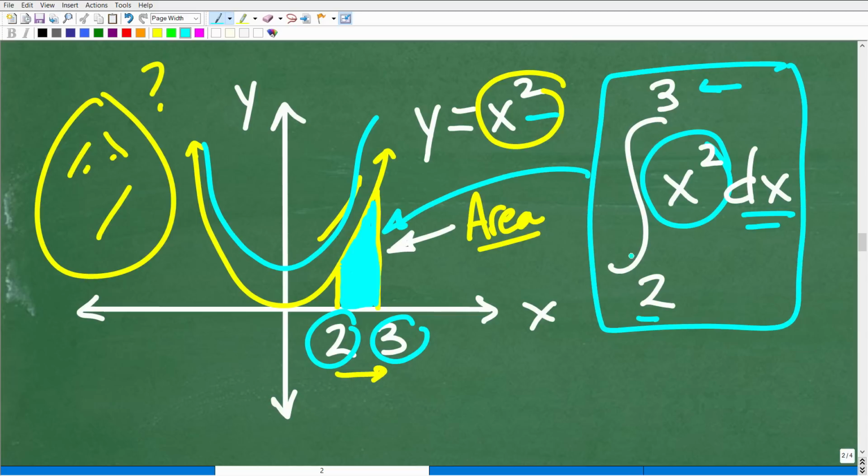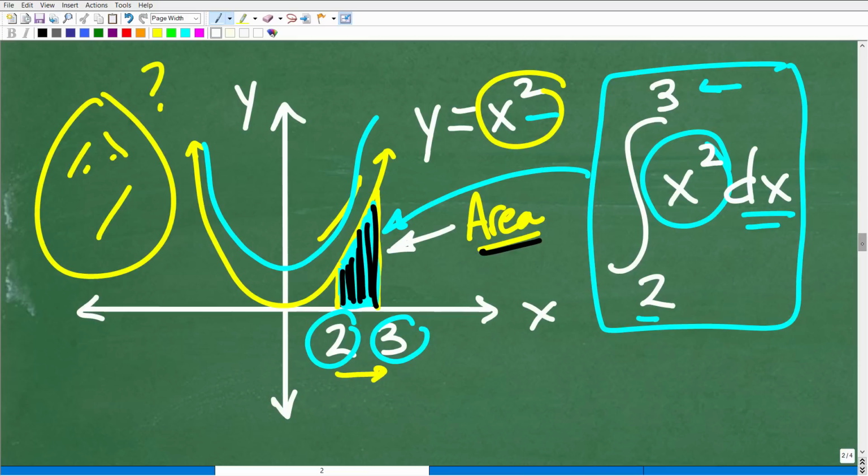Okay, and this little integration symbol here is also, in some respects, saying, hey, let's go ahead and add up all those infinitely thin strips underneath that curve between 2 and 3, and when we do that, we'll get the area. Now of course, we're not going to calculate the individual areas of those strips. We're going to do something much easier.